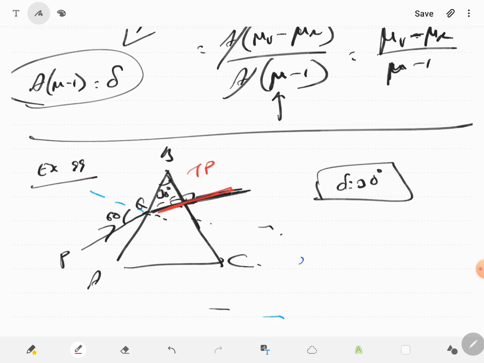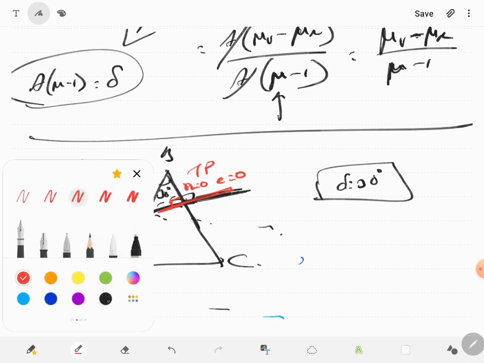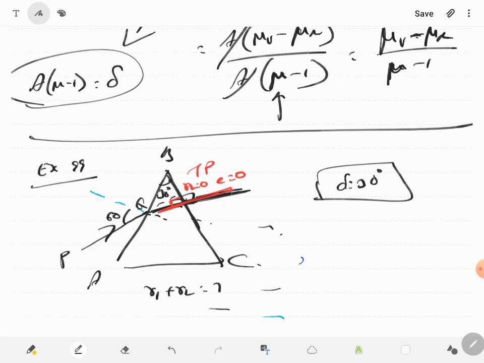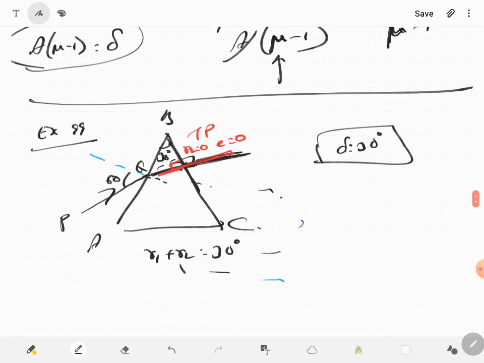And what are the proofs? Therefore R2 is equal to 0, then E is equal to 0. This means R2 is equal to 0 and E is equal to 0. So you know that if this is 90 degree, this is the 90 degree. You know that R1 plus R2 is equal to A, which is 30 degree. To prove that R2 is equal to 0, we know delta, and delta's formula is I plus E minus A.